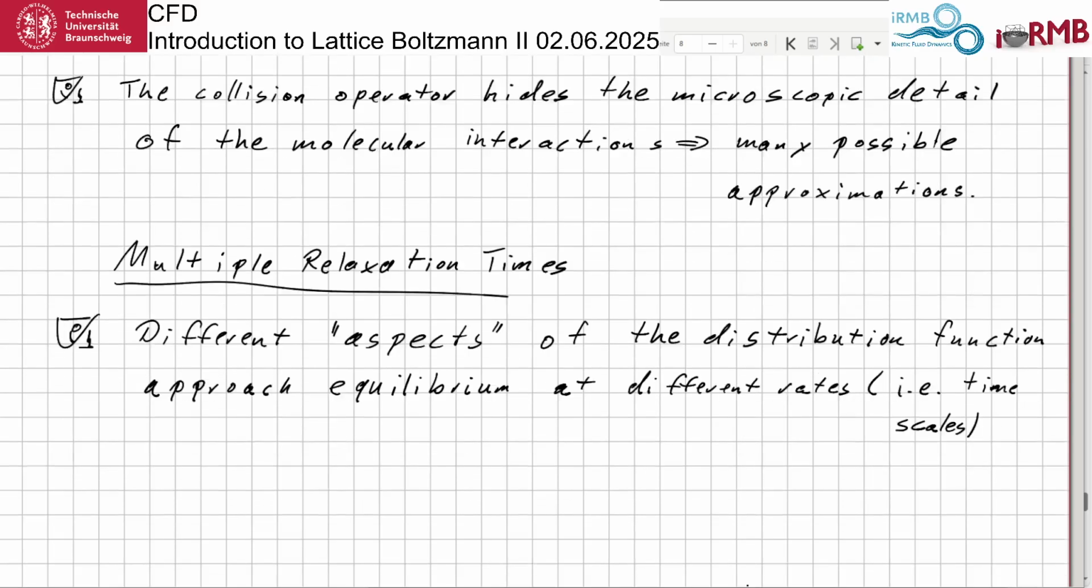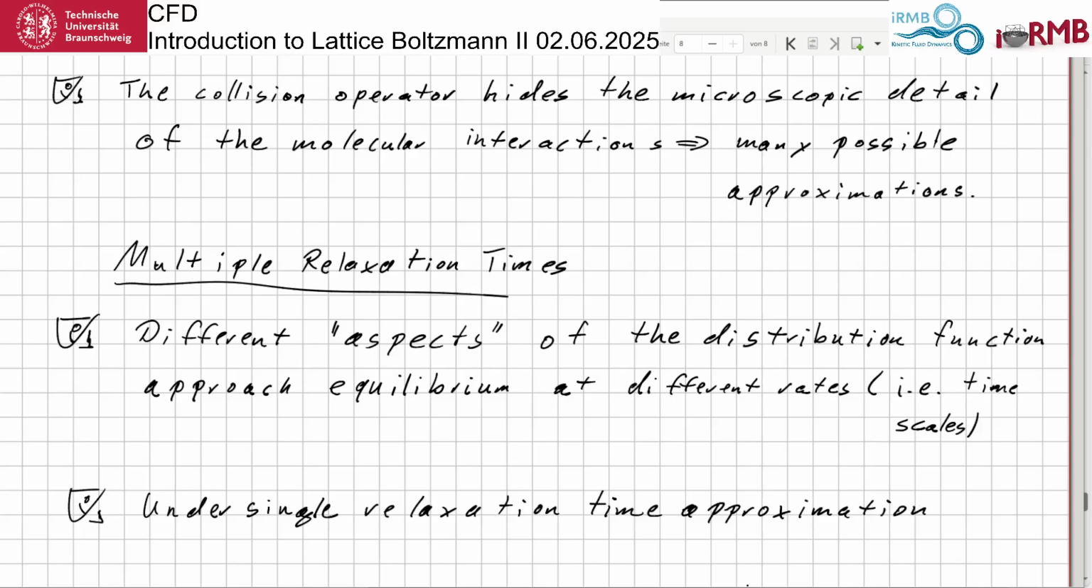Actually, this is true in physics, because one thing that is observed is that under the single relaxation time approximation, we have only one transport coefficient, so the kinematic viscosity, and for example the heat diffusion have the same value.